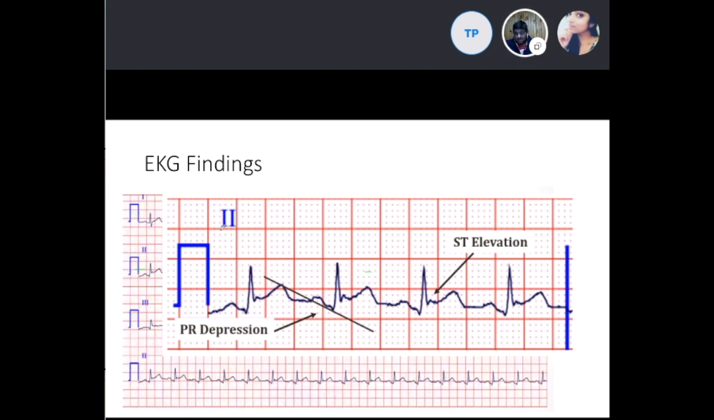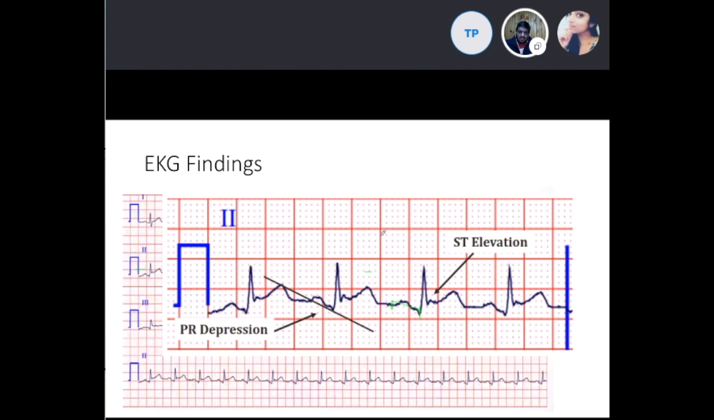More specifically, I wanted to talk about this EKG. This is specifically looking at lead 2. And here your PR segment is between, so we're going to take this here. If you look at it, it's kind of going on a downward angle. This picture will tell you. So with pericarditis, you often see a PR depression.